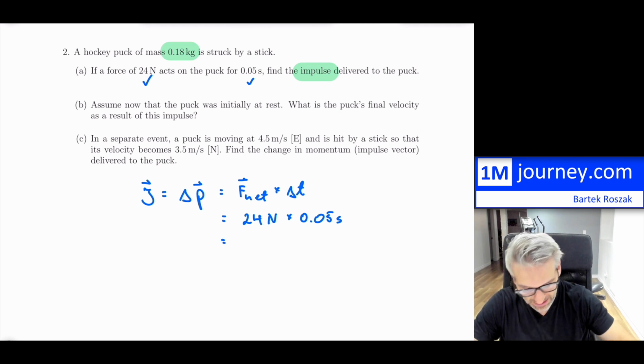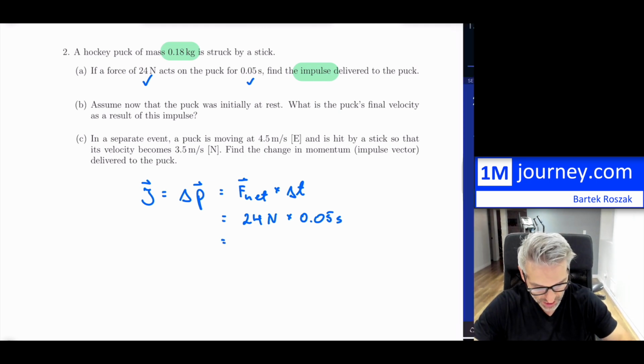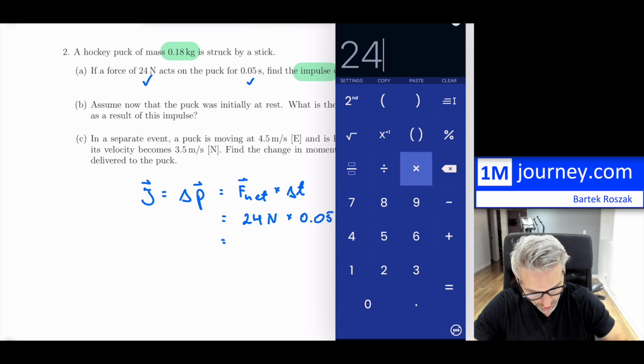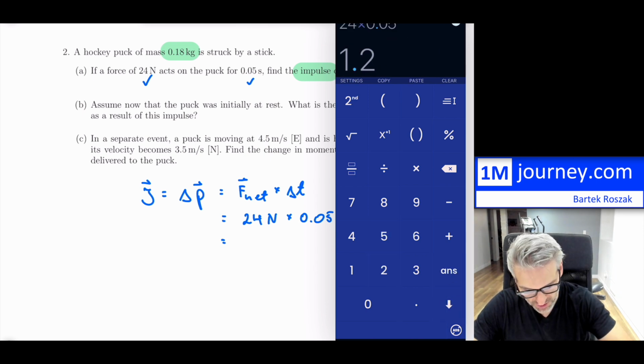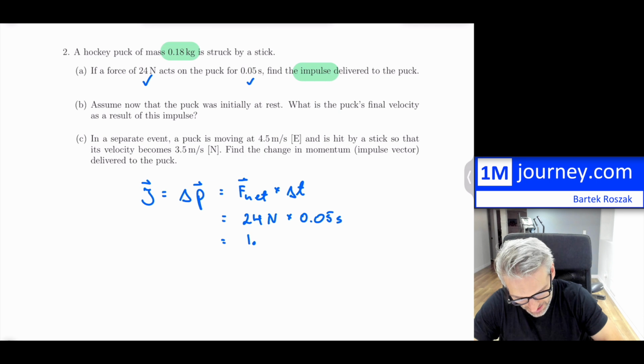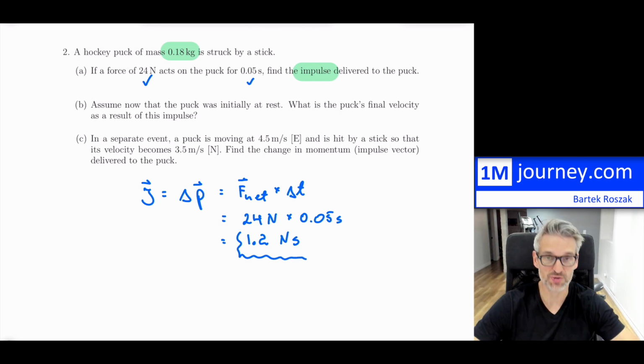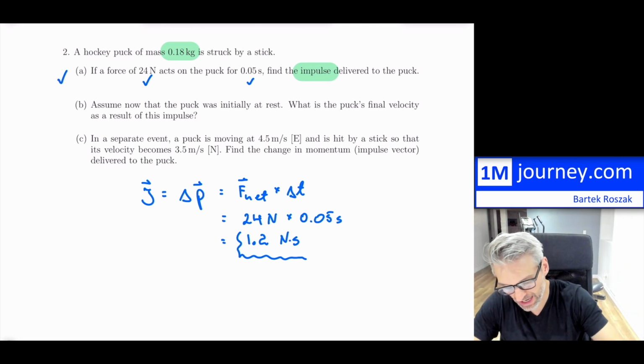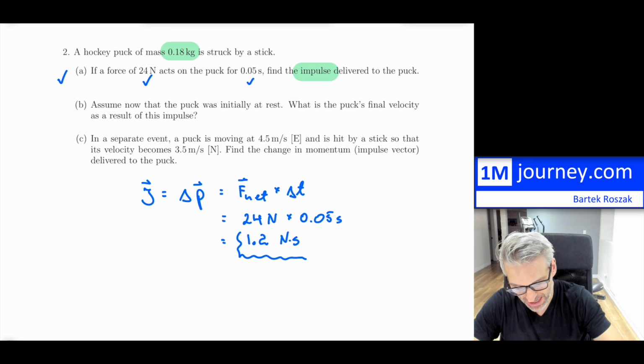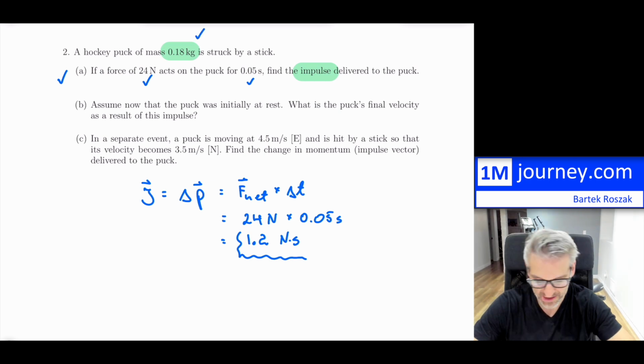We can calculate exactly what that will be. So 24 multiplied by 0.05, although you can do that in your head as well. Just move the decimal over, and that would be your result. So this is your impulse, which is in newton-seconds. We're just sticking with those units. So that's part A. We don't really need the mass for part A because we had F net, which was given to us.